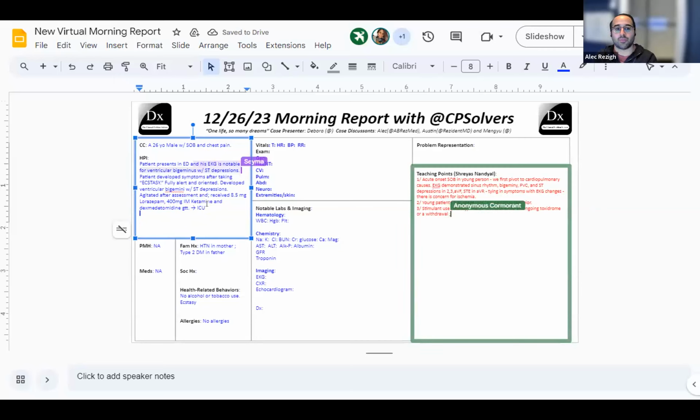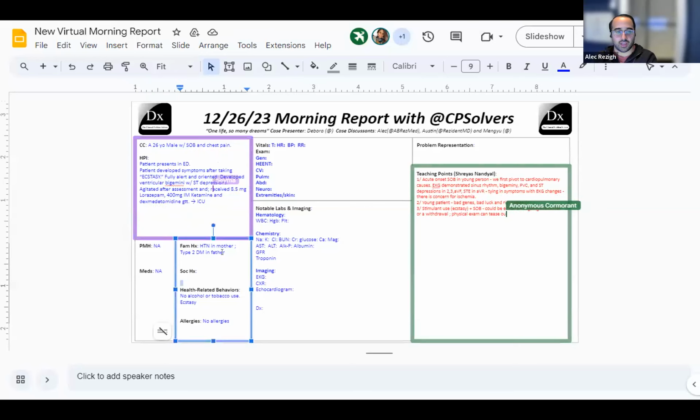Are they not sweating? Are they warm to touch? Do they have a fever? Are they not having bowel movements? Like other things that could be very helpful to figure out what's going on and also to affect the management.